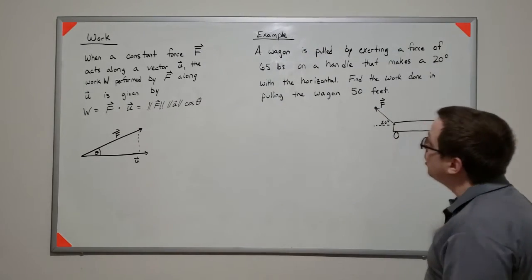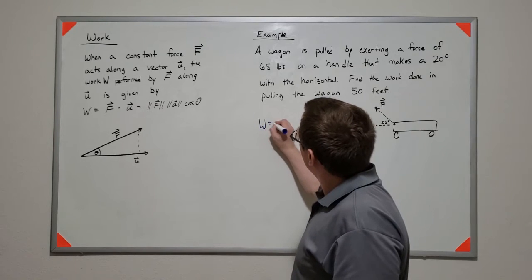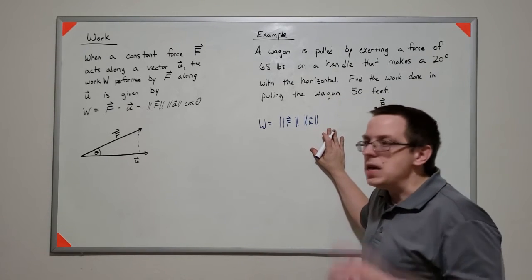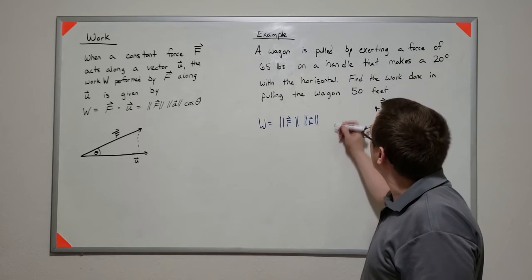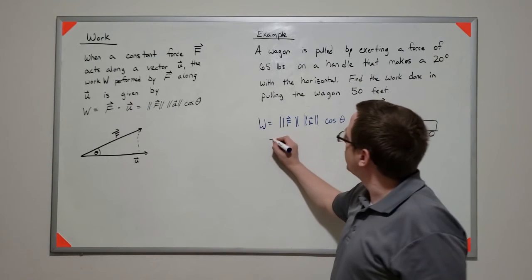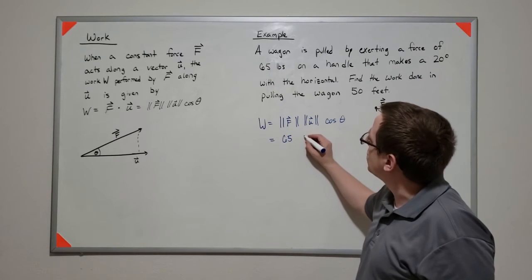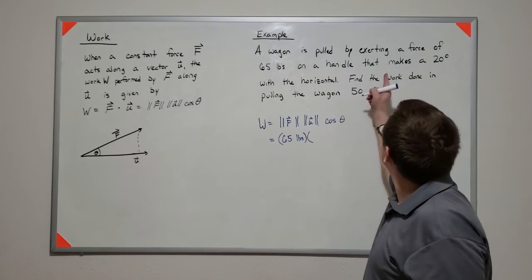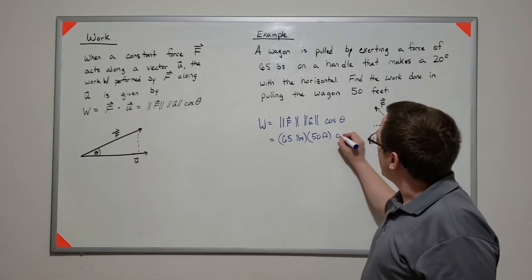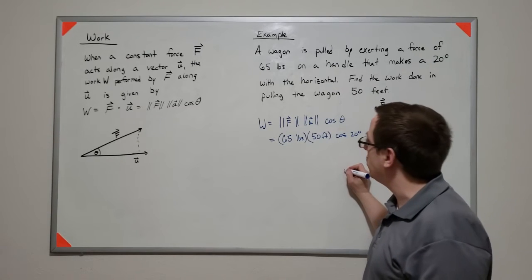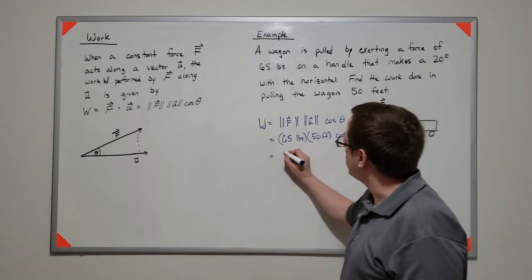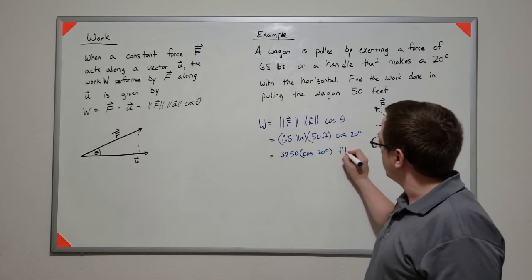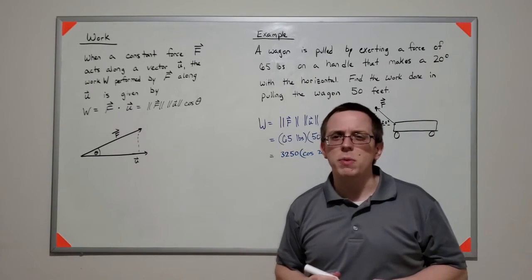So when we think about this problem, the way we would do this is to get the work. We need the magnitude of that force vector, the magnitude of the medium, that's the word I was looking for, the medium that he's going along, and the cosine of the angle. So the magnitude of that force is 65 pounds. The magnitude of the distance is 50 feet. And the offsetting angle is cosine 20 degrees. So multiplying that out, that's 3250 cosine 20 degrees foot-pounds.